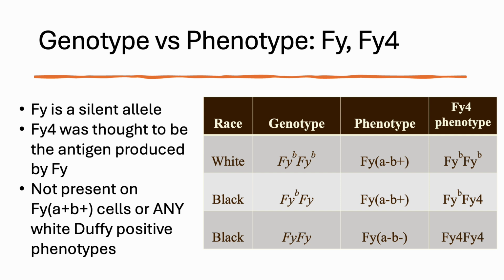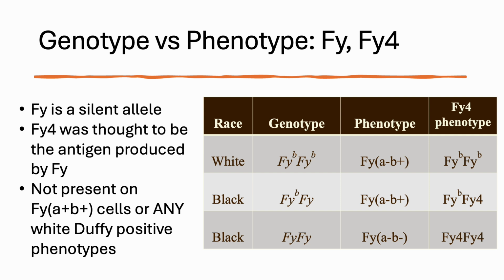They thought that the antigen FY4 was produced by the FY null allele, the silent allele, but what they found out is that FY does not produce any detectable antigen on those RBCs. So when someone inherits that FY from both parents, they will have the FY A negative, B negative phenotype, meaning there's no Duffy antigens present at all. FY4 was once believed to be a distinct antigen produced by that FY, but it's not actually present on FY A positive, B positive, or any Duffy positive phenotypes at all.